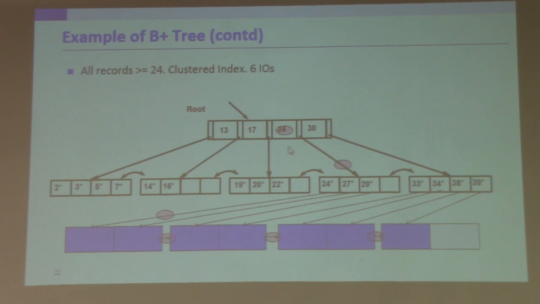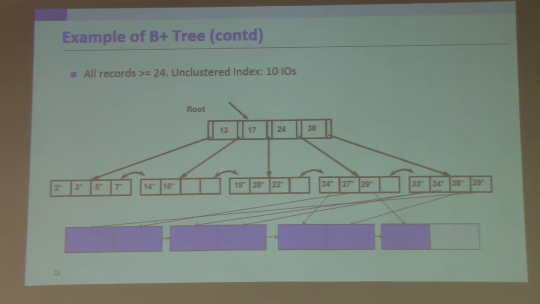So what's the total? One IO to load this page, another IO to load this page, one IO to load this page, and then one IO to load this page, and so on and so forth. And keep in mind, these are also sequential IOs, given the way we lay pages out on disk, as I explained earlier. So in total, how many IOs do you do? 1, 2, 3, 4, 5, 6. You do 6 IOs in total. This is for the clustered index.